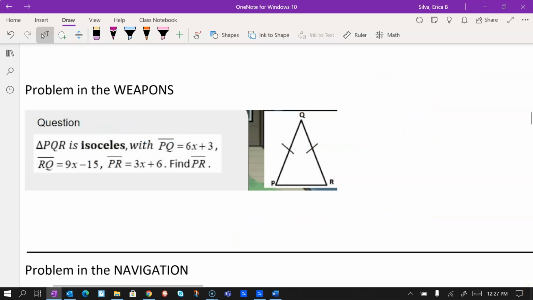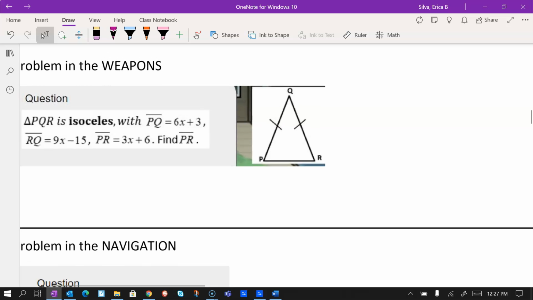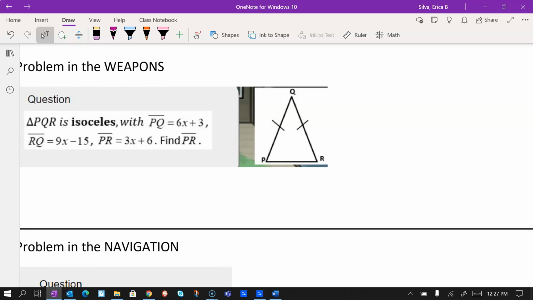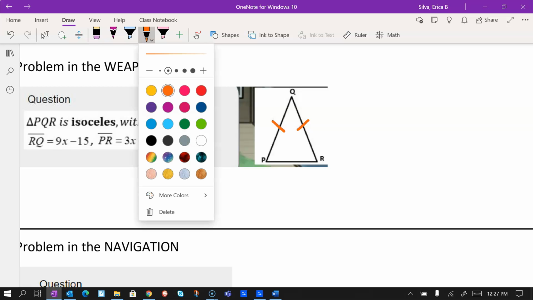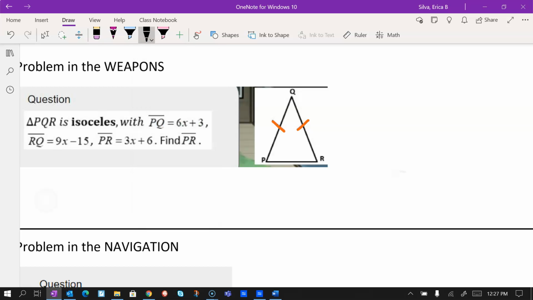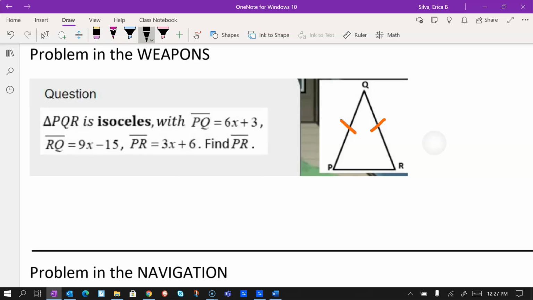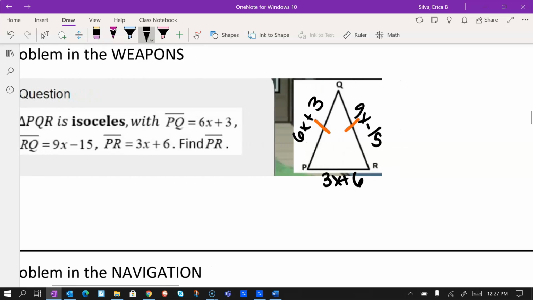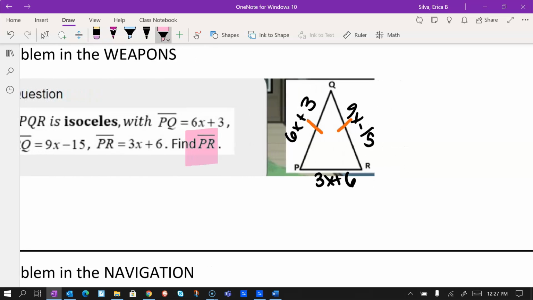The next problem is in the weapons room. It's talking about an isosceles triangle, which means we have two sides that are congruent. Let's label our triangle with the information they are giving us. PQ is 6x plus 3, RQ is 9x minus 15, and PR is 3x plus 6. We need to find the measurement of PR. PR is this one.